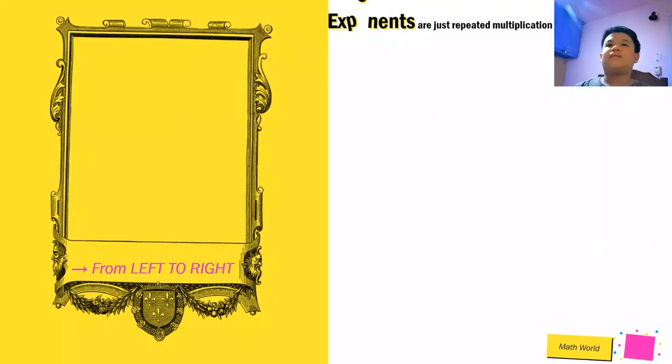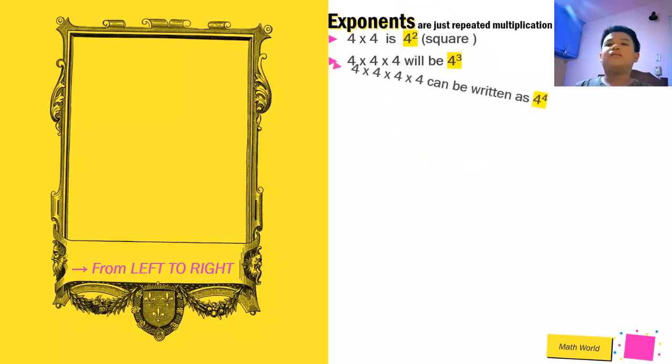The next thing we do is the exponents. If we haven't seen exponents before, they're just repeated multiplication. For example, the repeated multiplication 4 times 4 can be written in shortest form as 4 squared. And 4 times 4 times 4 will be 4 to the power of 3. And 4 times 4 times 4 times 4 can be written as 4 to the power of 4.